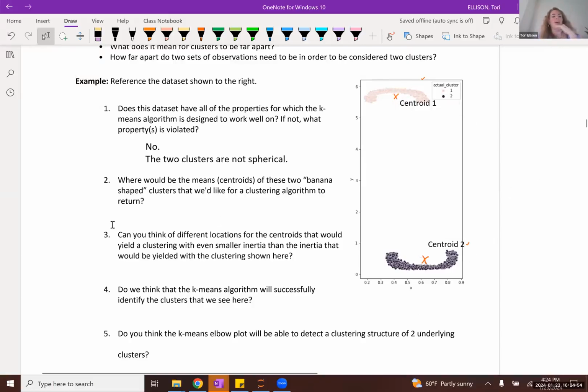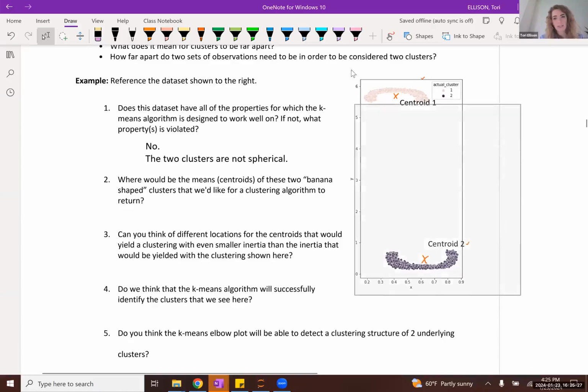Okay. So now we want to remember that what the k-means clustering algorithm is trying to do is find the overall best clustering that minimizes the inertia of that given clustering out of all potential clusterings that you could consider. Let's just say with two clusters here. So the question is, can we think of a different place to put these centroids such that our resulting clustering inertia would be even smaller than the inertia that this given clustering produces?